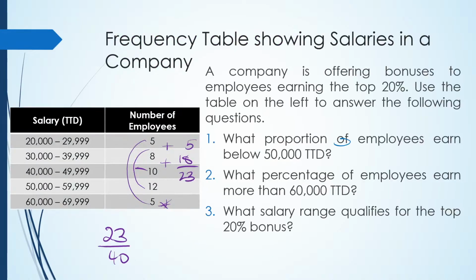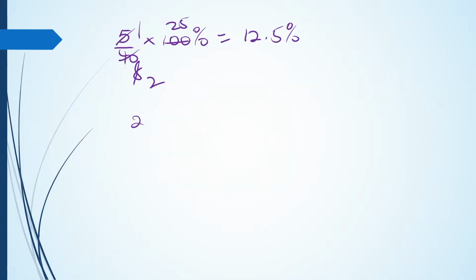And I think we have one more here. What salary range qualifies for the top 20% bonus? So we want 20% of the 40 total. Sorry, that's written wrong. 20% of 40, which is the top 8. Right, we're looking at the top 8.